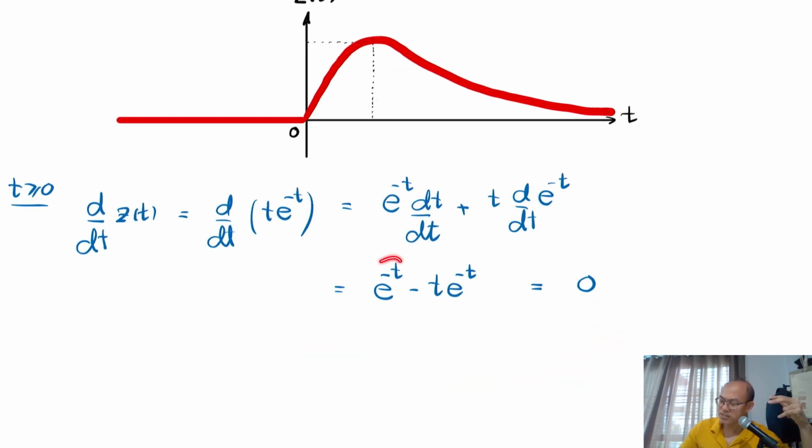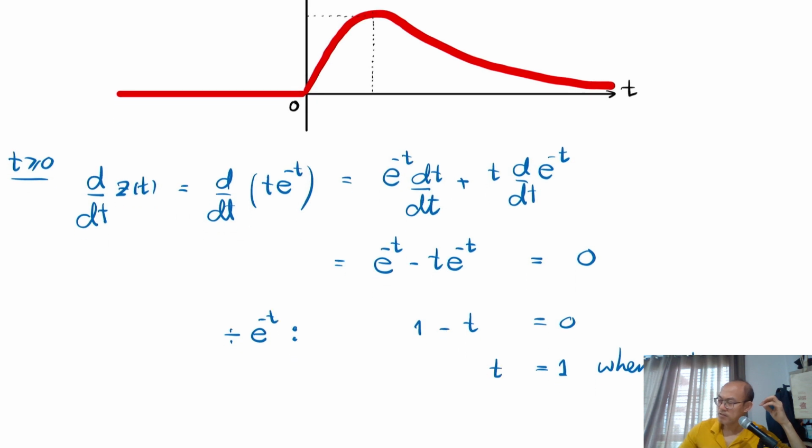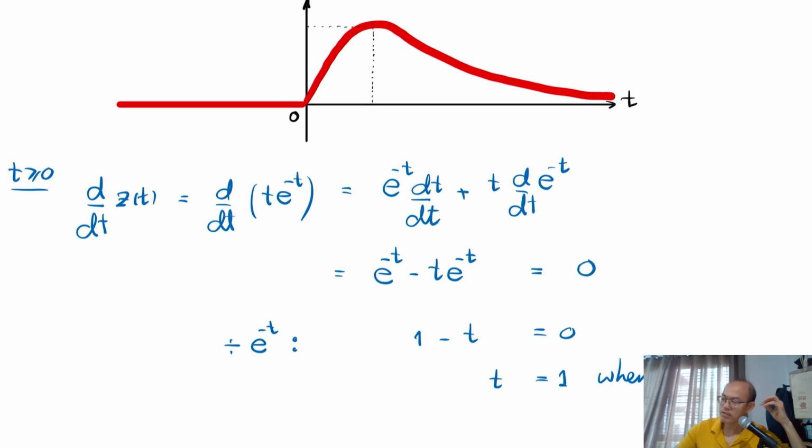Now, because e to the minus t is always positive, right? It does not go to 0. So we know we can divide it through by e to the minus t. So we're going to have 1 minus t equal to 0. And so t is equal to 1 when z is maximum. So we know that this point is 1.